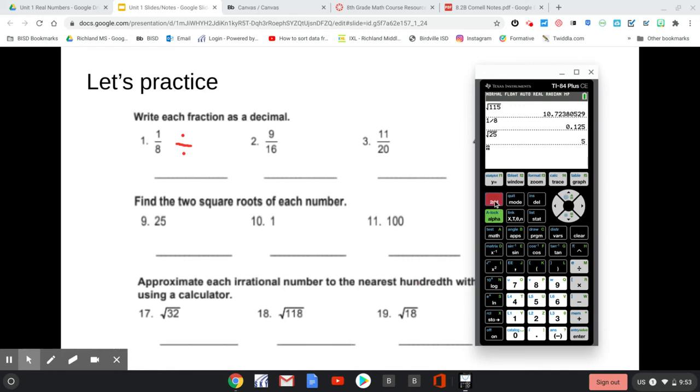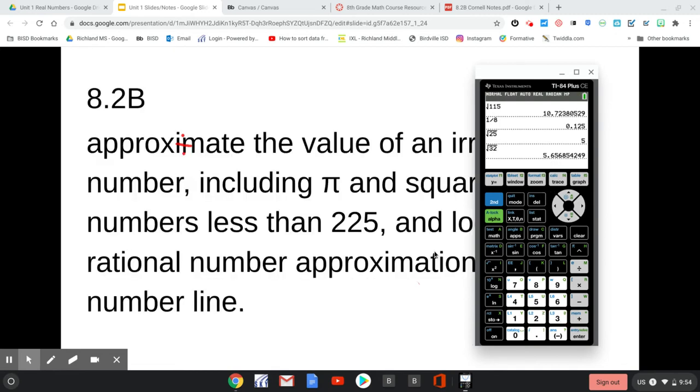So we're going to hit second square root 32, enter. That is our answer. Okay.